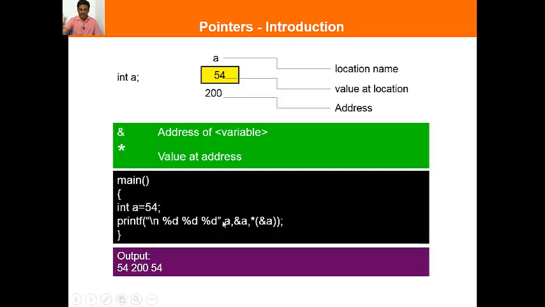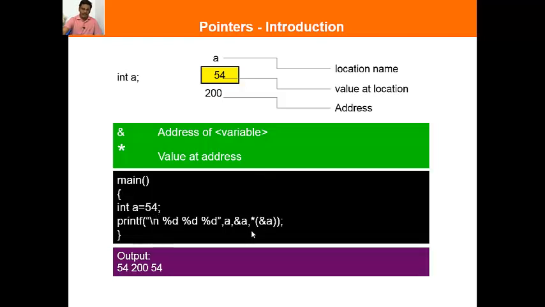Internally, the location name is only for humans, but internally the computer considers only the address. So if we give a, the computer refers to a, then it gets the address for a, then it gets the value. It does two operations: one is it gets the address for a, then gets the value from that address. But in the other case, we give the address, so the compiler directly gives the value.